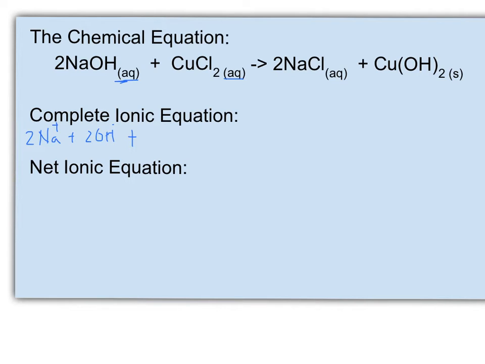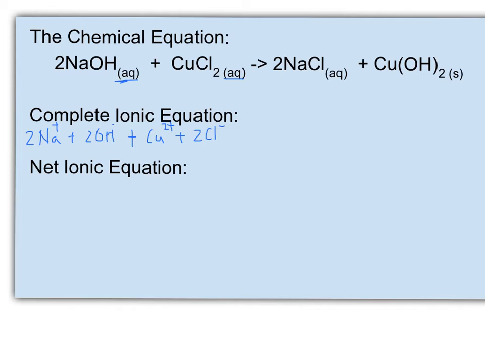The copper chloride is also free floating. There's just one copper, so I can deduce that it has a 2+ charge. The 2 chlorine, and again, even though it was Cl2, it's no longer together, so that 2 moves up here as a coefficient, and it's 2 Cl- ions floating around.